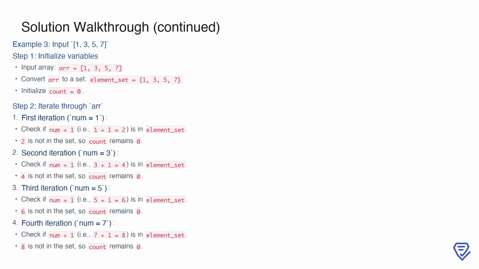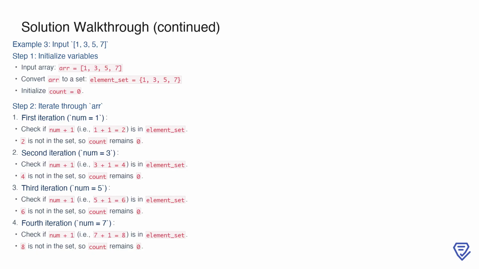Once again, we start by initializing our variables. The array is stored as ARR equals 1, 3, 5, 7, and converting it to a set gives us element_set equals 1, 3, 5, 7. We also initialize count to 0. Next, we begin iterating through the array. On the first iteration, number is 1. We check if number plus 1, which is 2, exists in element_set. Since 2 is not in the set, count remains 0.